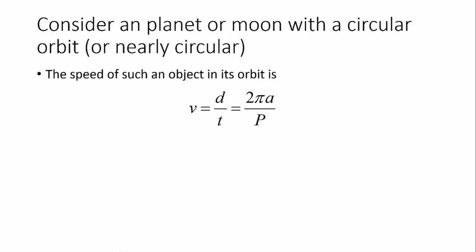Now, if something is traveling in a circular orbit, the distance it travels in one orbit is 2 pi times the radius. I'm using a for the radius here. So 2 pi a, that's the formula for the circumference of a circle, divided by p, the orbital period.